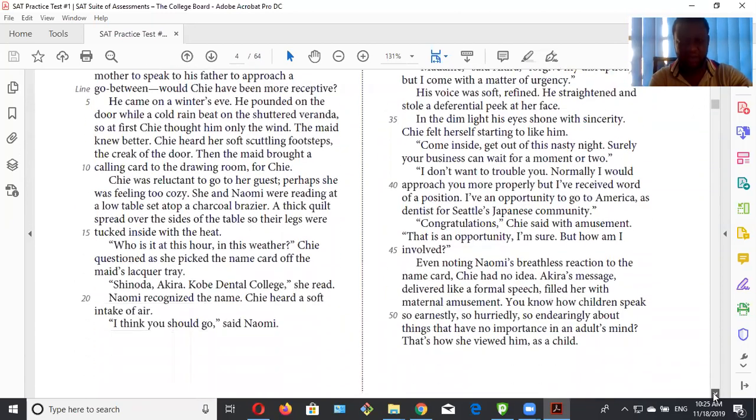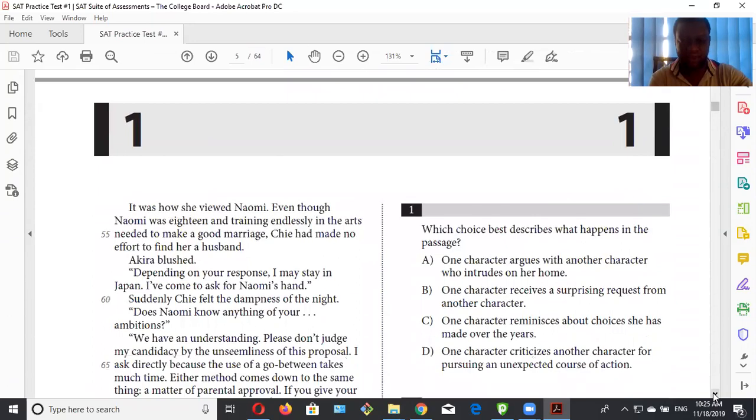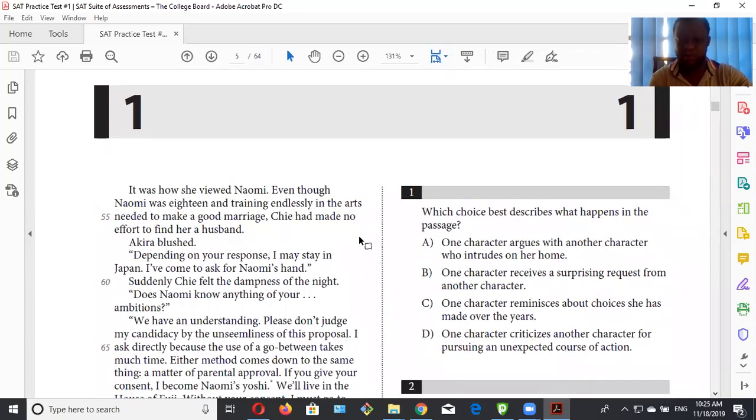Once you're done reading this passage, the first question says, which choice best describes what happens in the passage? So we're given some options. One character argues with another character who intrudes on their home. One character receives a surprising request from another. Okay, so we wanted to see what happens in the passage. If you've read the passage, you should have a fair idea about which of these answers could possibly be true.